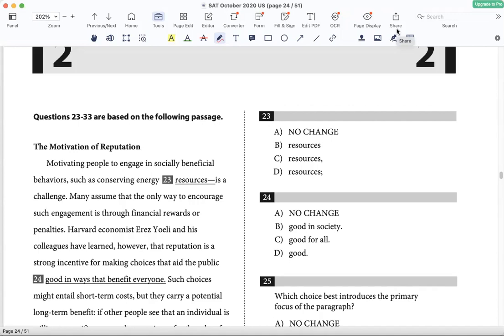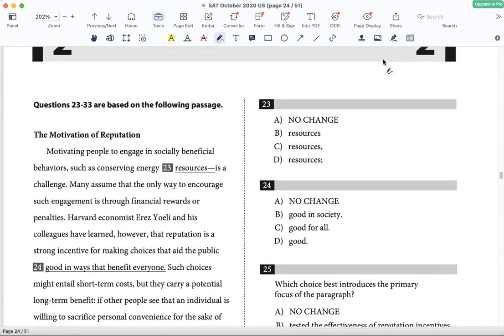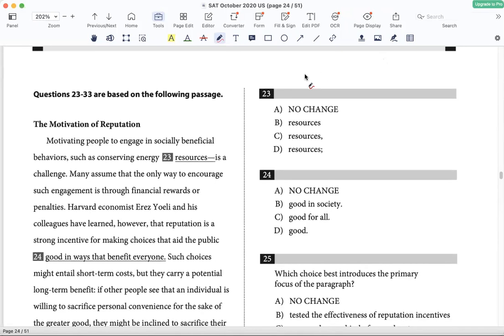Motivating people to engage in socially beneficial behaviors, such as conserving energy resources, is a challenge. So here, my main sentence is motivating people to engage in socially beneficial behaviors is a challenge, and such as conserving energy resources is additional information. So I can put additional information between a pair of dashes or between a pair of commas. Since I already have a starting comma, I need to have a closing comma. So here the answer would be C.